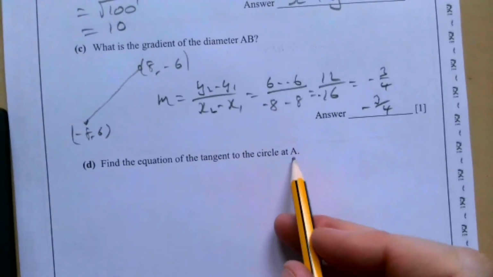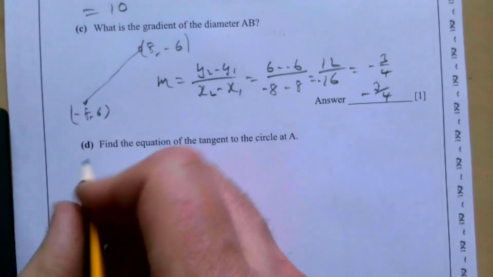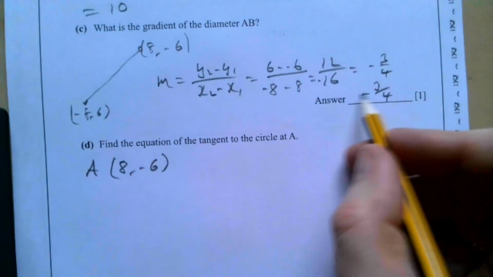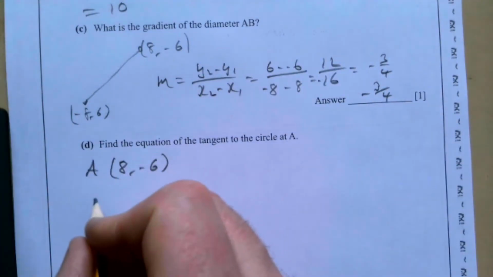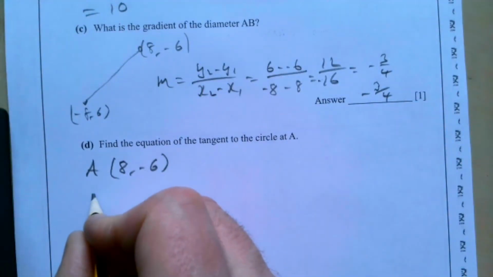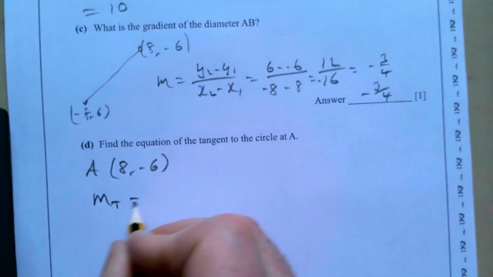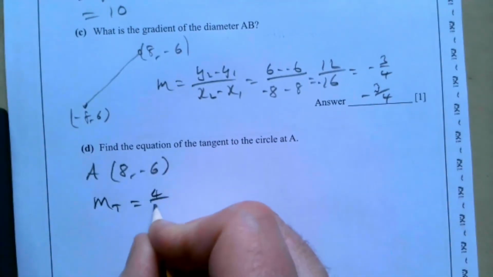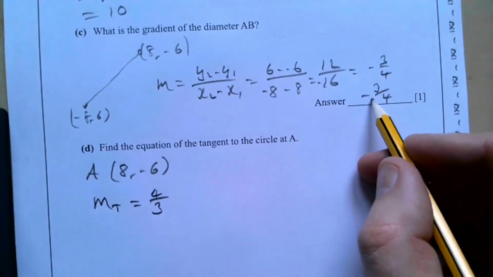Find the equation of the tangent to the circle at A. So A is the point (8, -6). If the gradient of the diameter at that point is -3/4, then the gradient of the tangent is going to be the negative reciprocal of that. So that would be 4 over 3. Do you see what I've done? I've turned that upside down to get 4 over 3 and got rid of the minus.